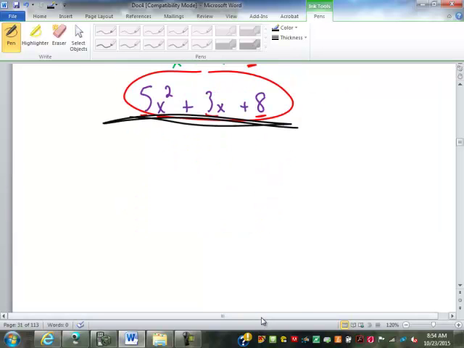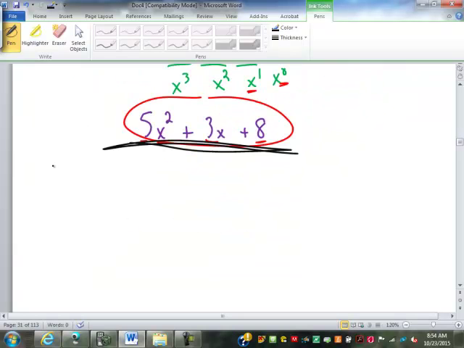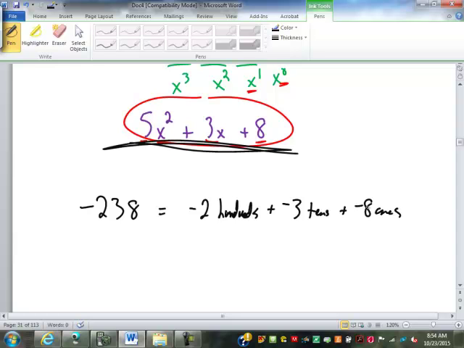Second big difference is in a standard number, either every digit is positive or every digit is negative. Now we saw here 749 is positive 700s, positive 4 tens, positive 9 ones. Negative 238 is negative 200s, and negative 3 tens, and negative 8 ones. Every digit is negative. But in an algebraic number, it's very possible to have 3x squared negative 9x plus 2.